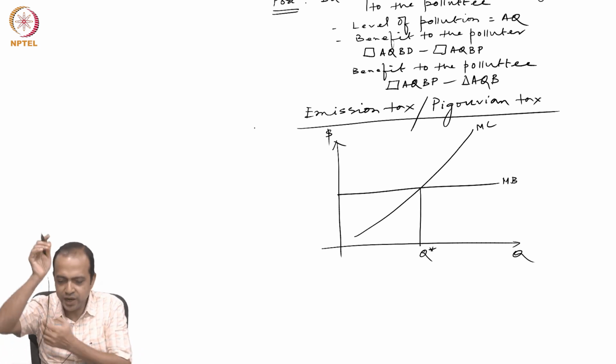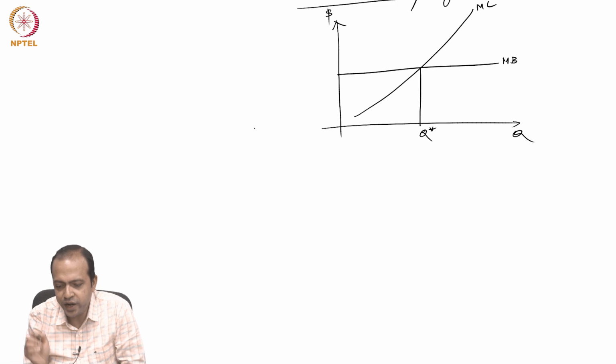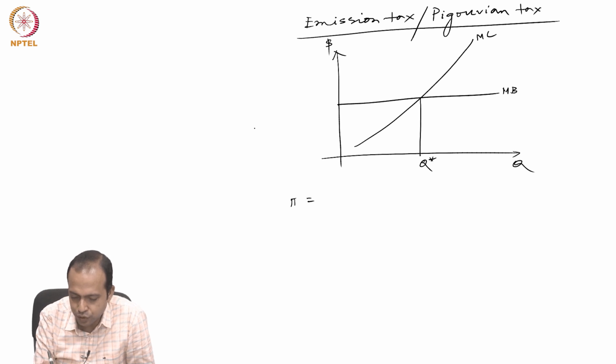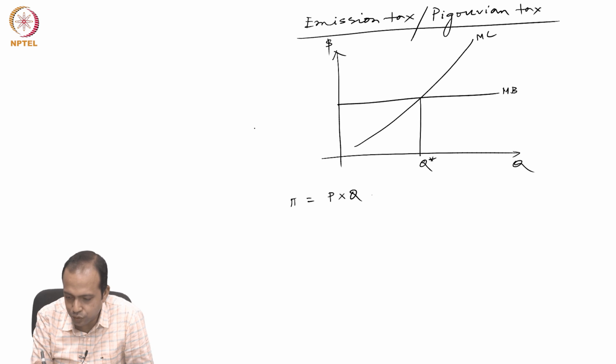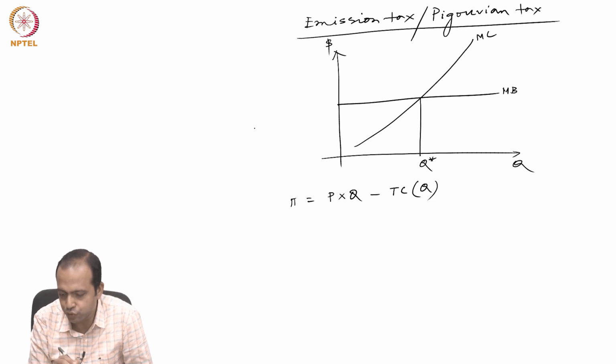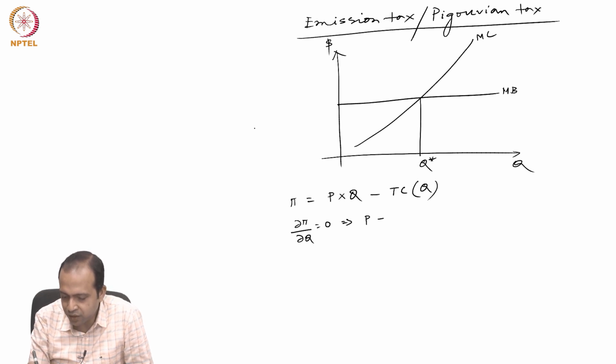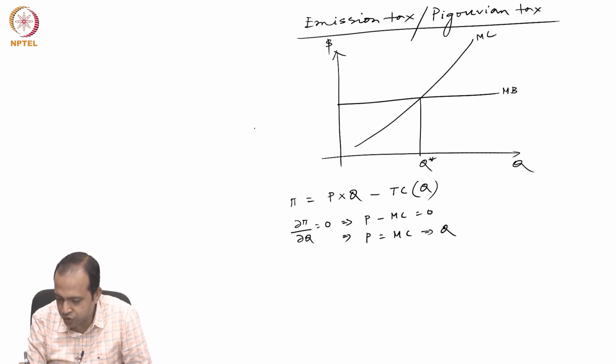So, mathematically, if we write the production function for this firm, then what is happening? Profit equals P into Q, which is total revenue, minus total cost, which is a function of output. So, what is required for profit maximization? Del pi del Q equals 0, which will give you P minus MC equals 0. So, that means P equals MC, and this is giving you Q star, let us say.